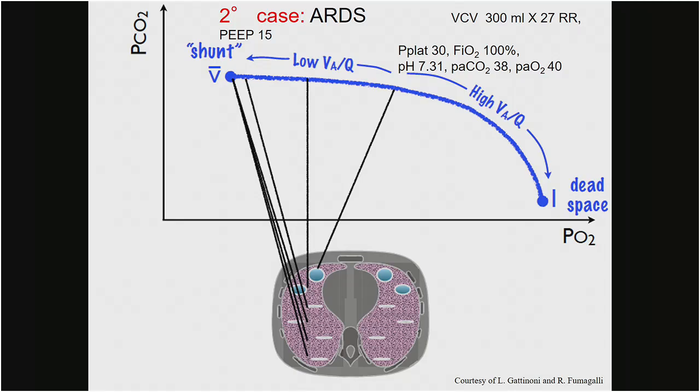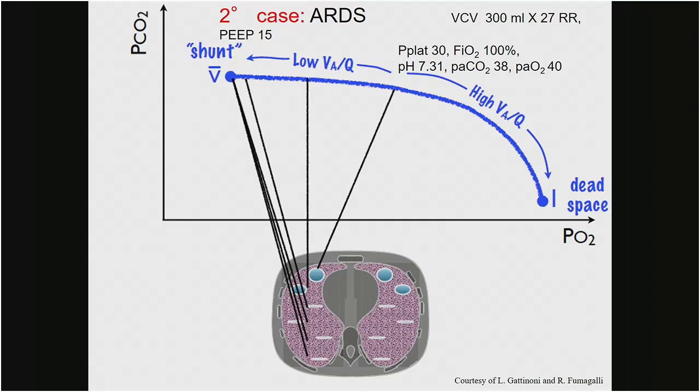So second case. It's another case of a patient with ARDS, ventilated this time with volume control ventilation, 300 ml at 27 breaths per minute. PEEP is again 15 centimeters of water, generating at this time a plateau pressure of 30, which, as Dr. Brochard mentioned earlier, is a threshold that we consider according to guidelines. This patient requires 100% FiO2, so that cannot be increased any further, and the PO2 is only 40.